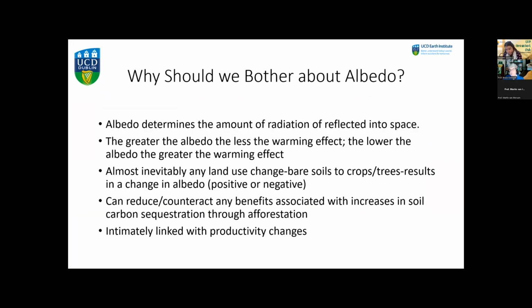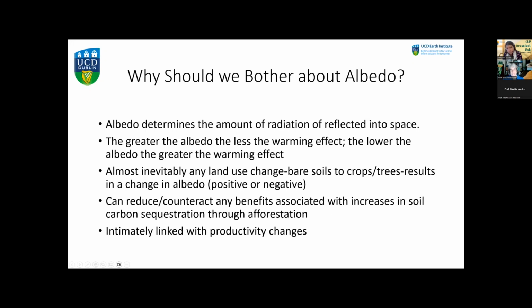So why should we really bother about albedo? Well, I touched on this already, but basically the albedo is a measure of the proportion of radiation reflected back into space. And we should bother about this because the more that's reflected back into space, the less the warming effect. The less that's actually reflected back into space, the greater the warming effects.